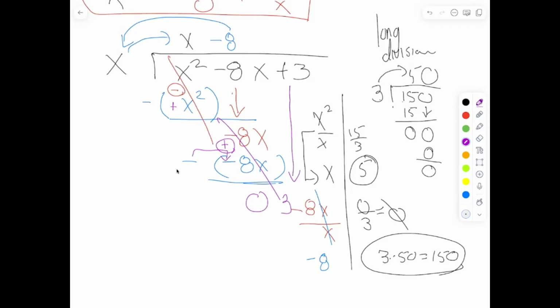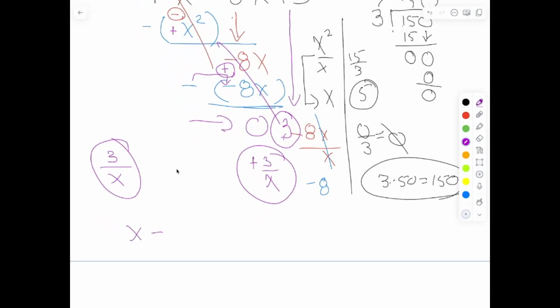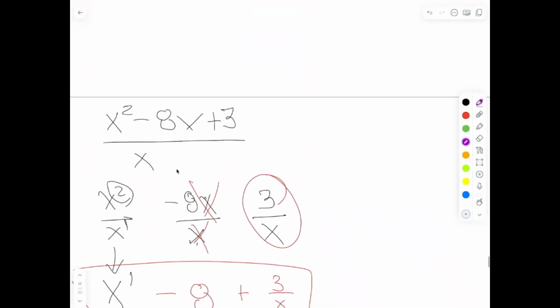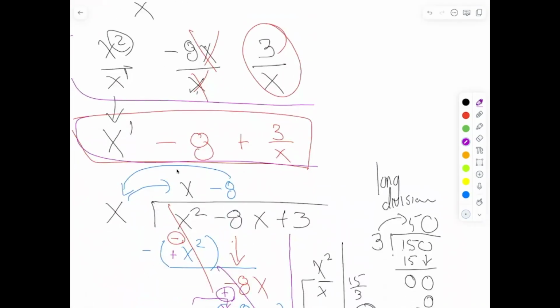Right? This cancels out. Since this is a 0, this is my remainder, which is positive 3 over x, because 3 divided by x is not divisible. So my final answer is x minus 8 remainder 3 over x. Which is the same thing I got over here, right? Where is it? Here. You see it?